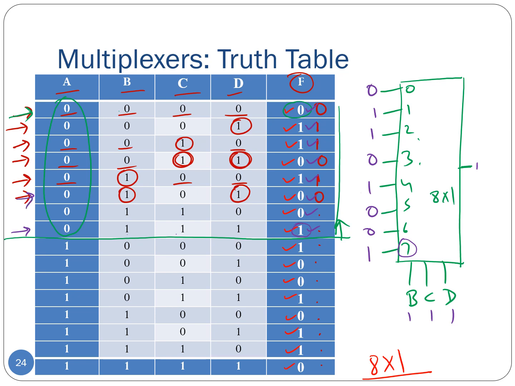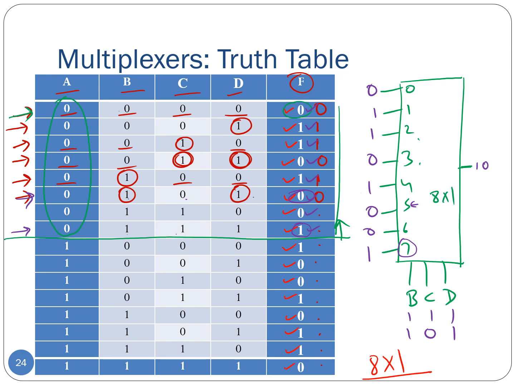Let's take this one. So we have 1 0 1, this is 1 0 1. This selects row number 5 here, the input is also 0, so the output should be 0, right? So for 1 0 1, you can see here the output is 0. So the multiplexer is emulating the top half of this truth table, so this is fine.